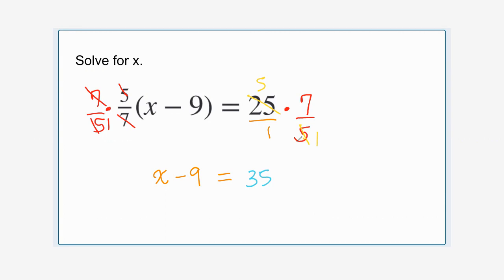Now what I will do is something minus 9 equals 35. So I will add the 9. To undo the subtracting part, I will add 9. What I do on one side, I must do to the other side of the equal sign. Oh, I stopped drawing this, huh? I apologize. So now x will equal 35 plus 9, which is 44.